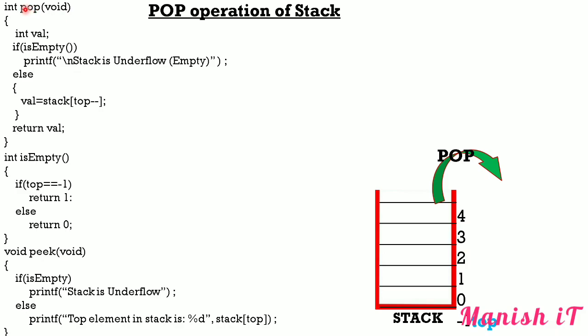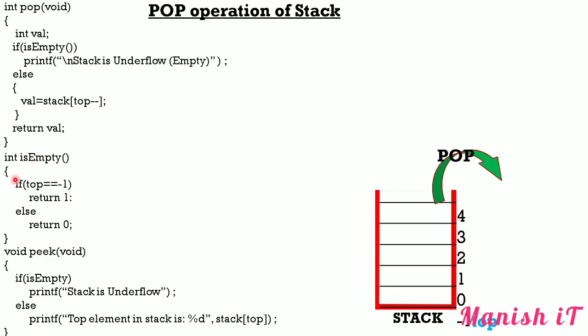So why am I taking integer here? Because whenever the pop function is called at the top, it simply removes the integer value from the topmost element. That's why it returns some integer value. So it is executed, and the function once again checks the condition, if is empty.